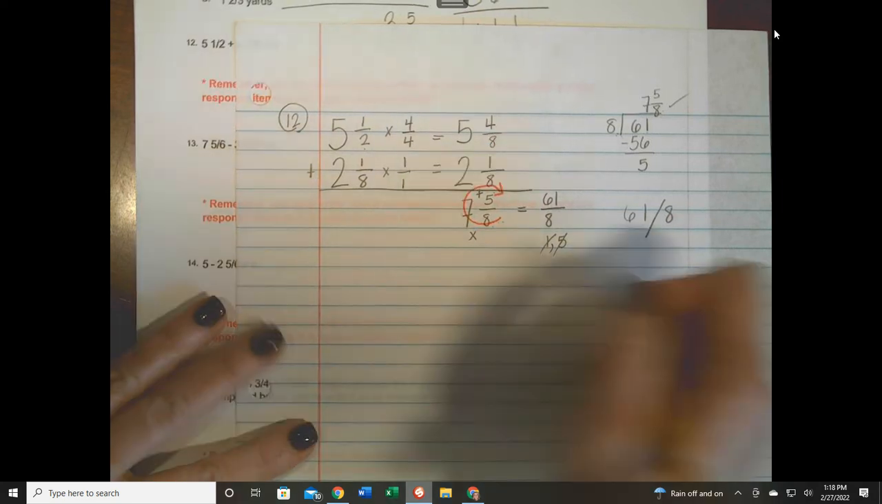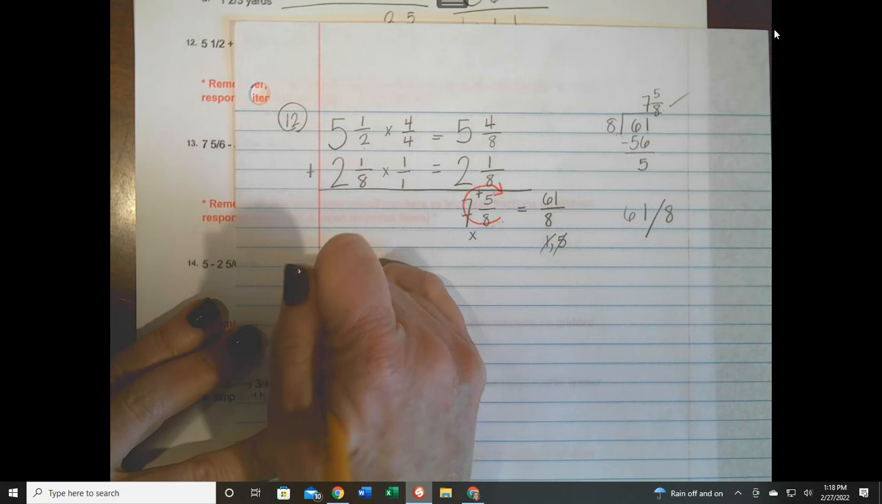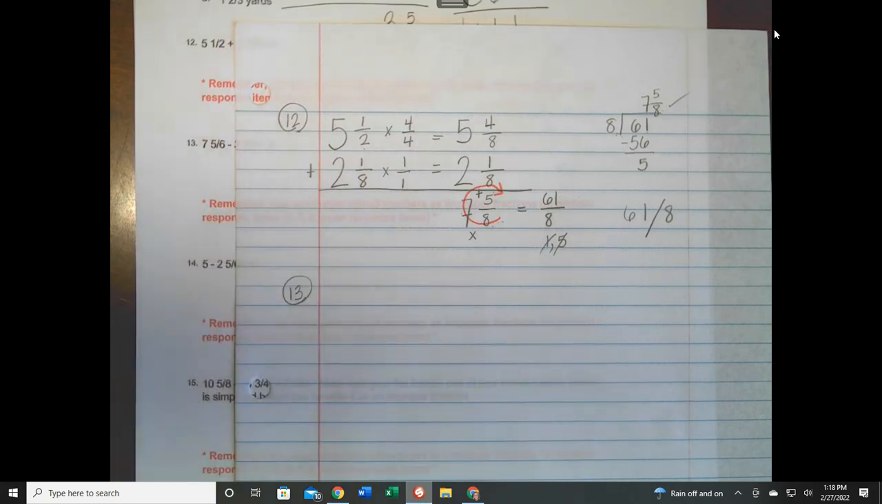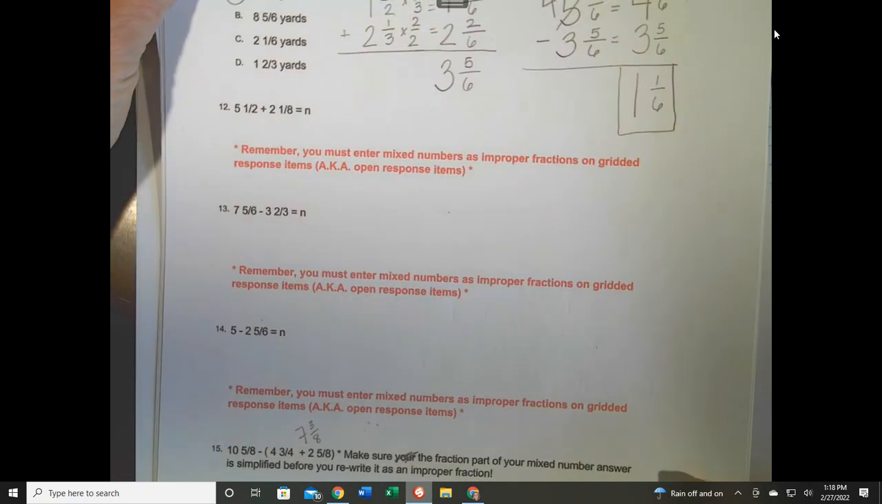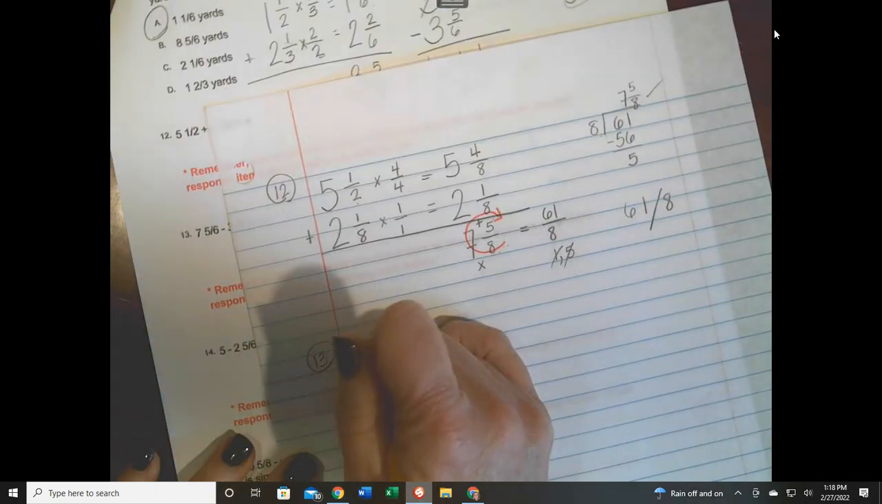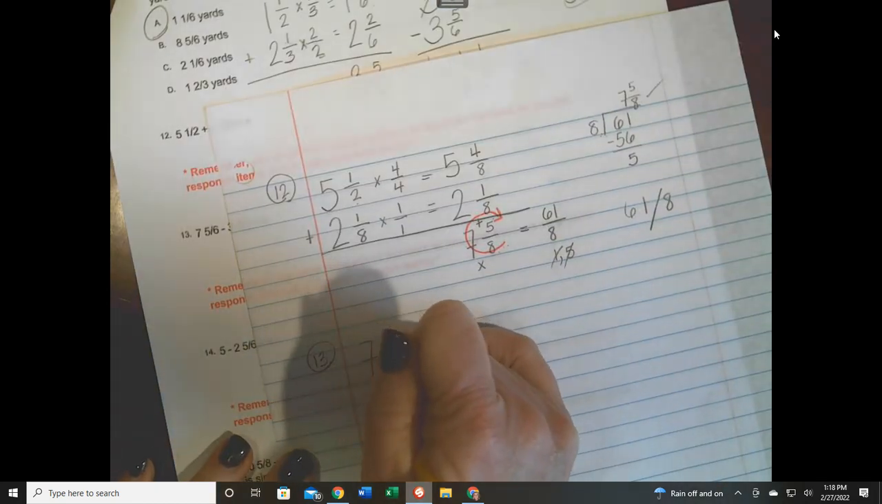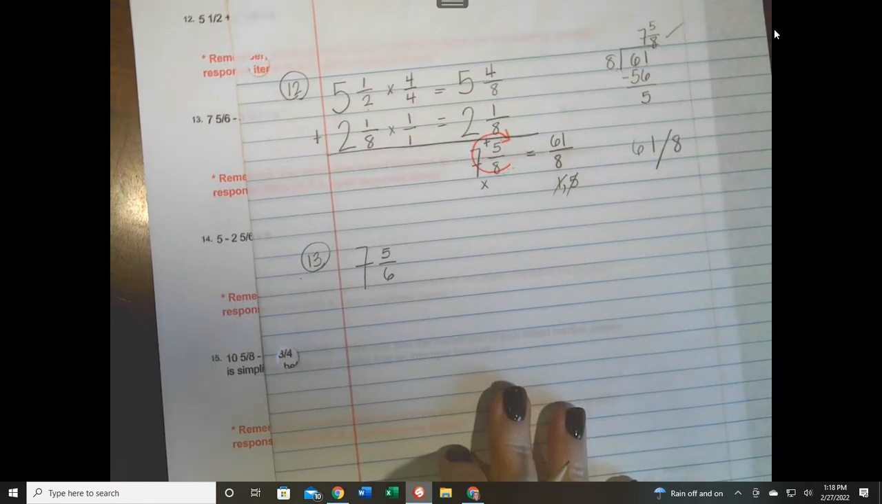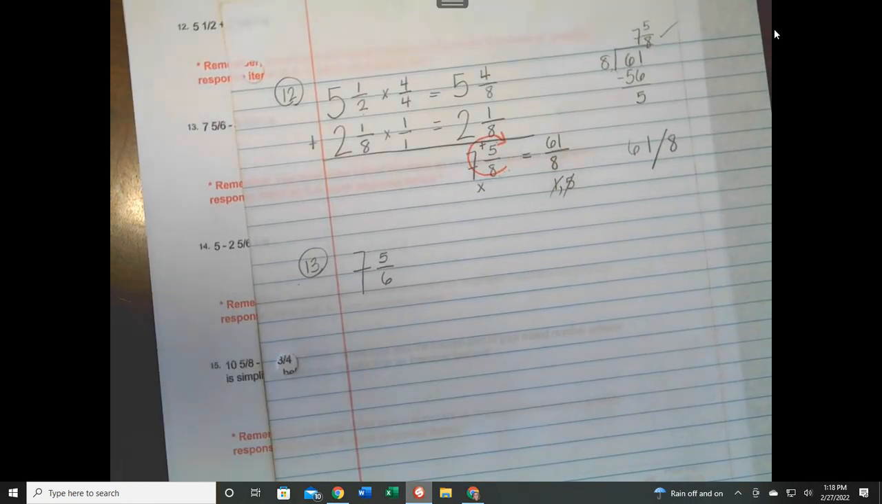All right, let's look at number 13. Number 13, you are going to be subtracting 3 2/3 from 7 5/6. So again, I like to stack them whenever I can. 7 5/6 minus 3 2/3.